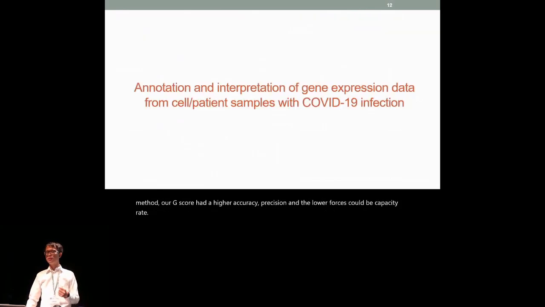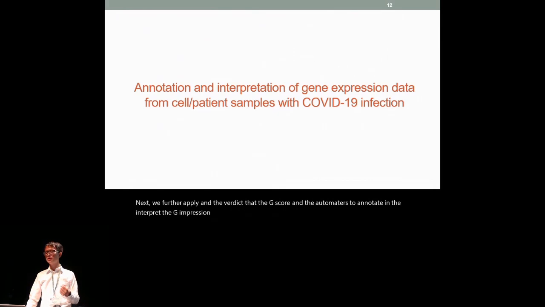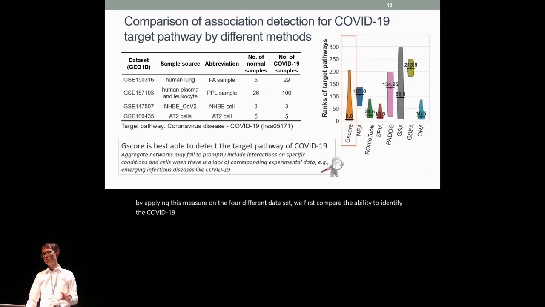Next, we further apply and validate the G-score and the other methods to annotate and interpret the gene expression data from cell and patient samples with COVID-19 infection. By applying these methods on 4 different datasets, we first compare the ability to identify the COVID-19 target pathway. Similarly, G-score is the best able to detect the target pathway of COVID-19 in comparison to the other methods.